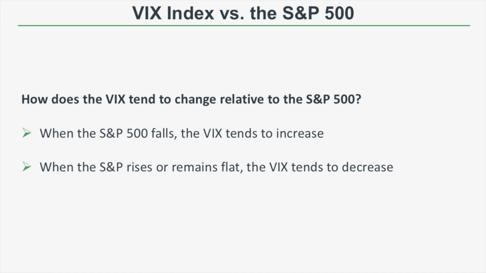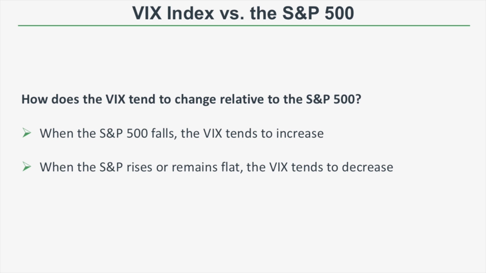So we talked about this briefly before, but there's a very well understood and well documented relationship between the VIX index and the S&P 500. When the S&P 500 falls, the VIX tends to increase because more people are buying SPX options for speculative purposes or to hedge off the risks of positions.